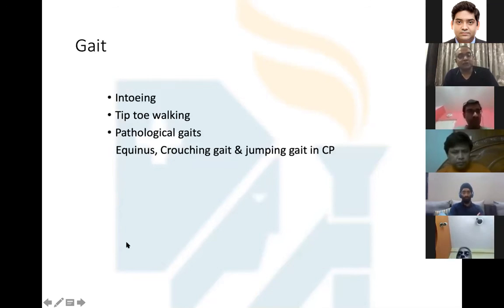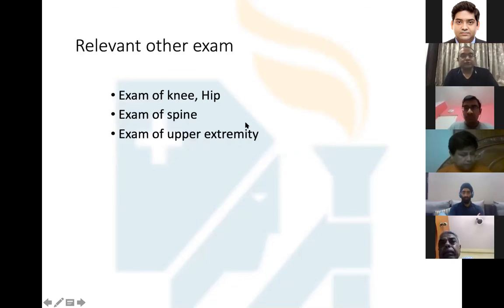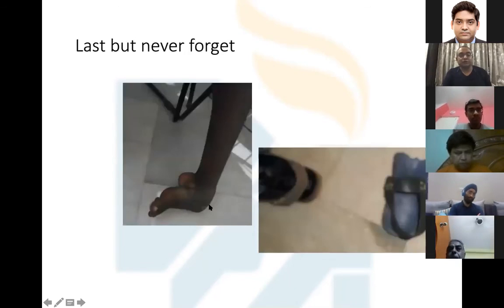And as always, the examination of gait is very important in any case. Here we have to see if there is any tiptoe walking, and what the different types of gait are, like crouching gait or jumping gait in cerebral palsy. The in-toeing gait is also very important in pediatric foot and ankle examination. Always examine the knee joint, the hip joint, the spine, and the upper extremities also. And last but not the least, whenever you are examining any foot and ankle case, you have to examine the footwear also.